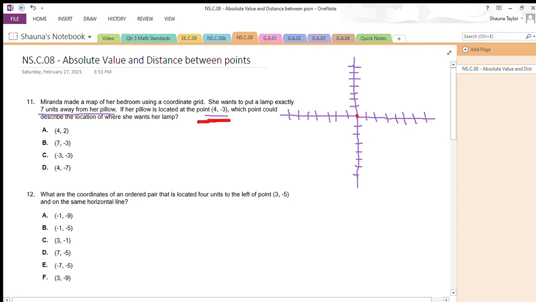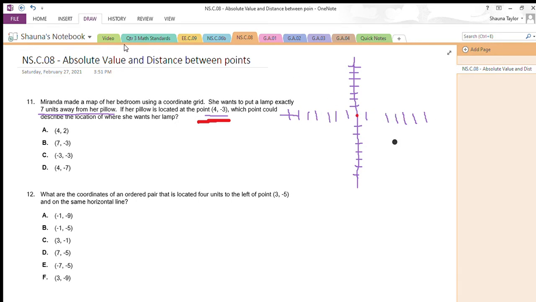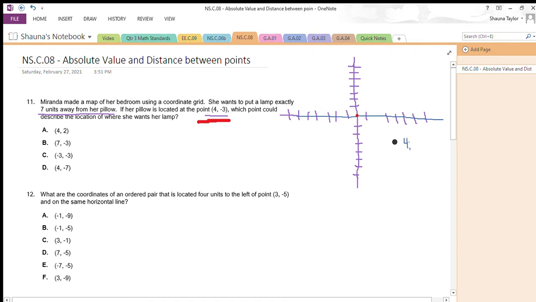So 1, 2, 3, 4. Then I'm going to go down 3. 1, 2, 3. So about right there is where my dot's going to be. So let me go get a big black dot here. There. So let me go and erase my little red line here. Oh no. Okay, let me bring back that purple line. Okay, so that's 4 and negative 3.